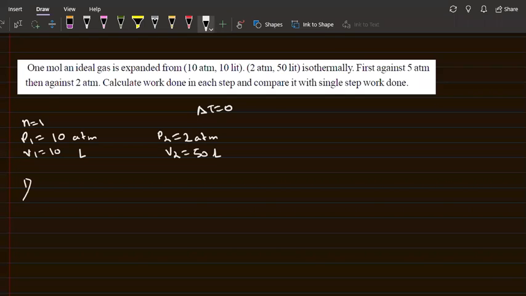Okay, just think about this now. This is your external pressure. So work done is equal to minus P external into V2 minus V1. Yes or no? Now in the first case, P external is 5 ATM, right? So we will have minus 5 into volume changing from 50 to 10. So 50 minus 10. Got it? Right, everyone?